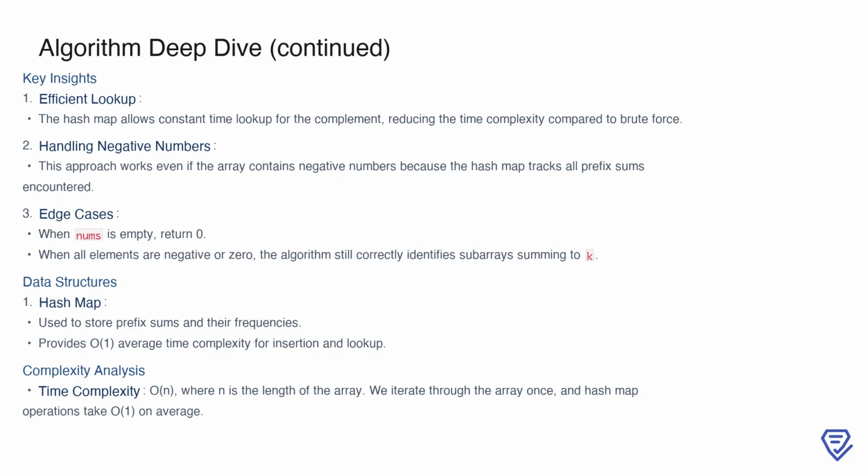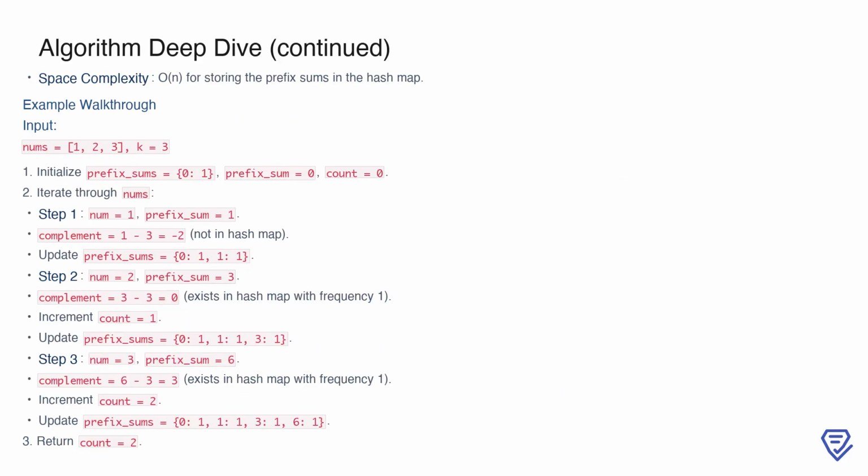The use of a hash map is central to this method, as it provides an efficient way to store and retrieve prefix sums. In terms of complexity, the algorithm runs in O(n) time, where n is the length of the array, because each element is processed once and hash map operations are O(1) on average. The space complexity of the optimized approach is O(n), as we use the hash map to store prefix sums. This storage grows proportional to the number of unique prefix sums encountered during the iteration.